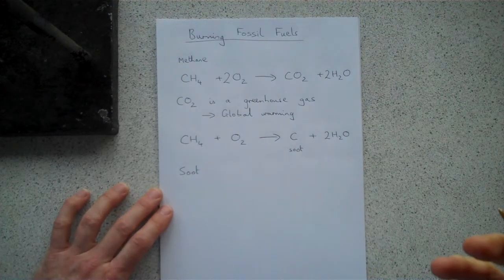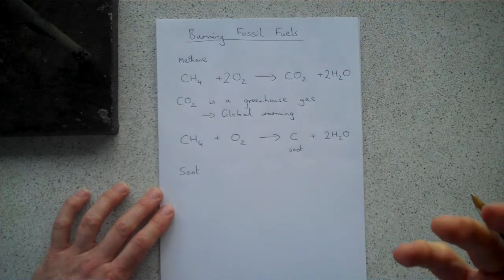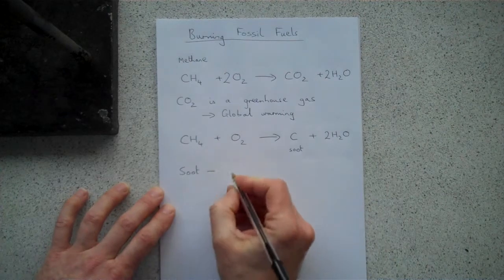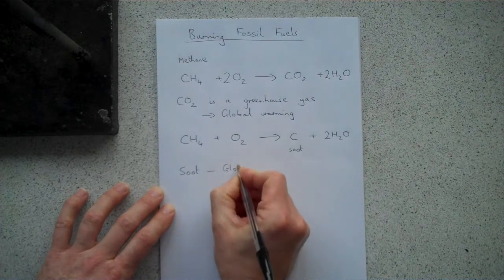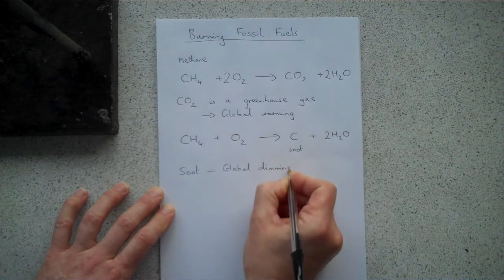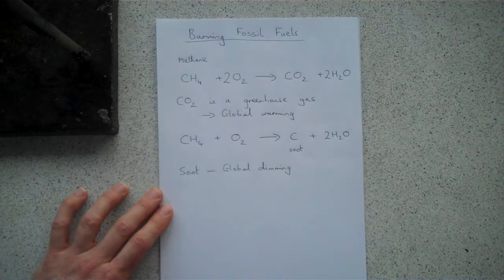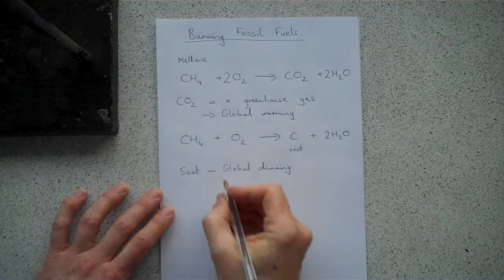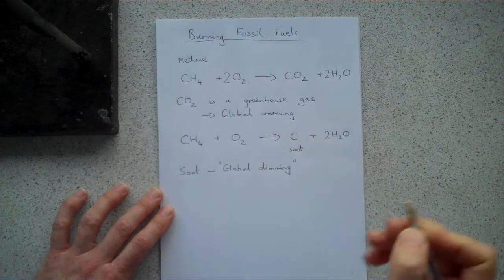Now that soot can cause another problem. Soot, apart from actually being very bad for your lungs, you don't want to breathe in too much soot, but it causes a wider problem, which is known as global dimming. Soot in the Earth's atmosphere actually blocks out a small percentage of sunlight reaching the Earth. If we had a very sooty atmosphere, the temperature on the Earth would actually be quite a bit lower because the sun would not be getting through to warm up the Earth's surface. And that is known as global dimming.